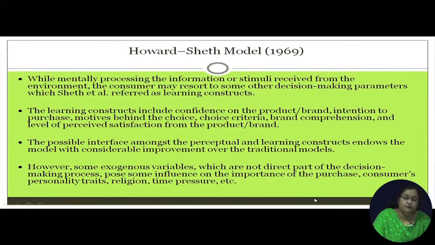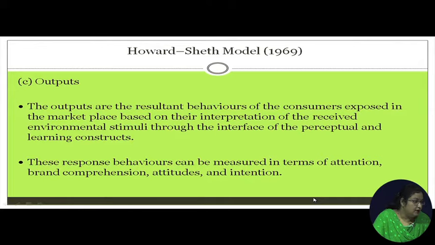These also have some influence on the choice decision making, which has not been addressed in the Nicosia model. Now, the last part is the output part, and these outputs are the resultant behavior of the customers exposed in the marketplace based on their interpretation of the received environmental stimuli to the interface of perceptual and learning construct. And this response behavior can be attention, brand comprehension, attitude, and finally, the purchase intention.